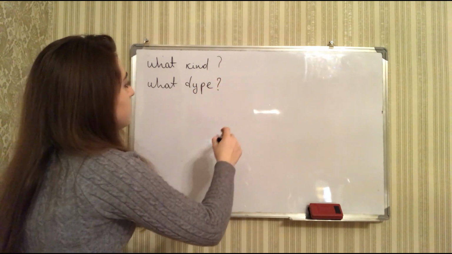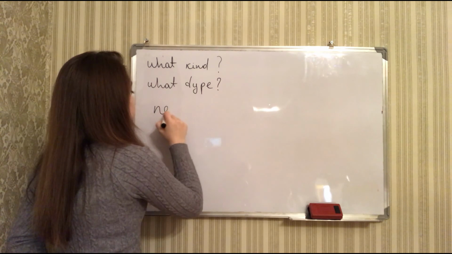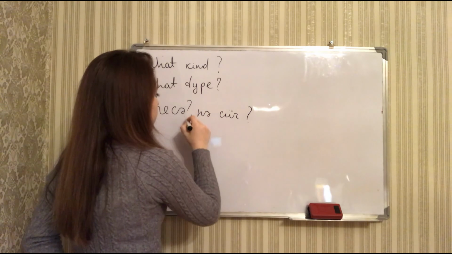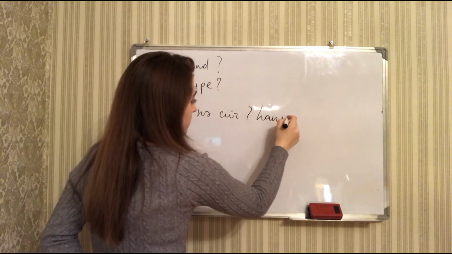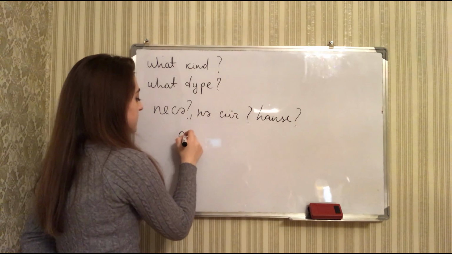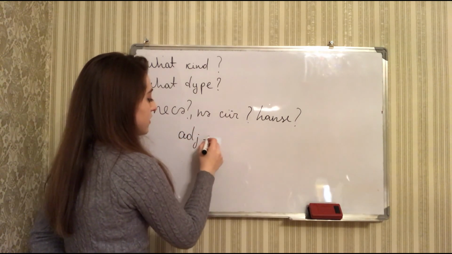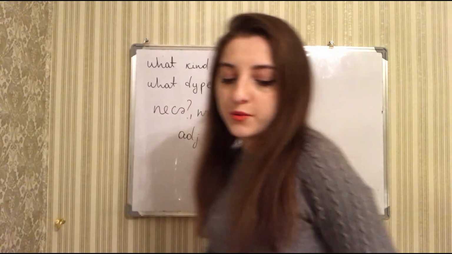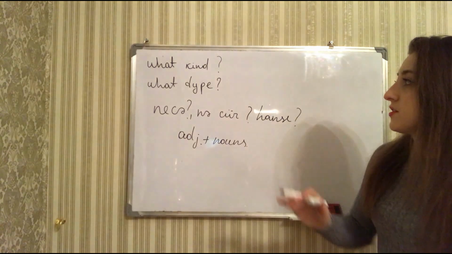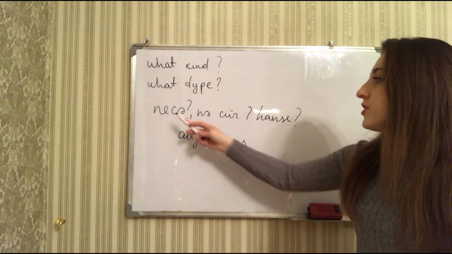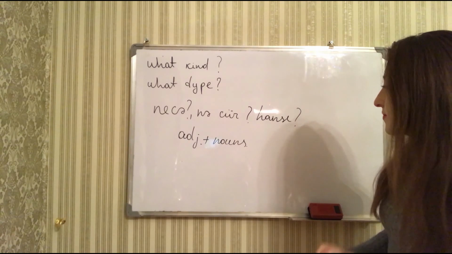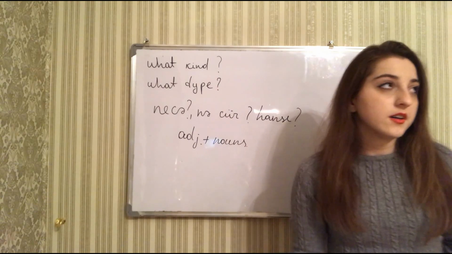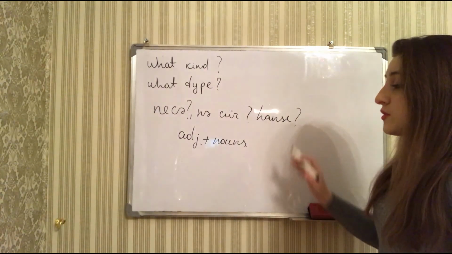In Azerbaijani, nece, ne tür, hansı. And we use nouns after adjectives. Okay, it is our rule. So, let's revise the questions. Nece, ne tür, hansı. And after an adjective, we must use a noun. Adjectives are always combined with nouns.